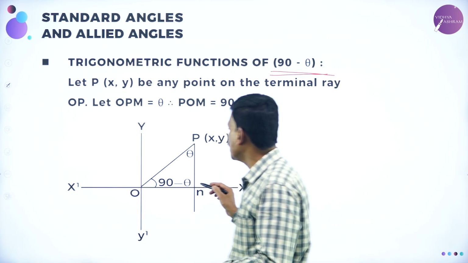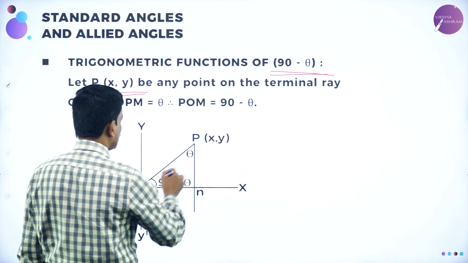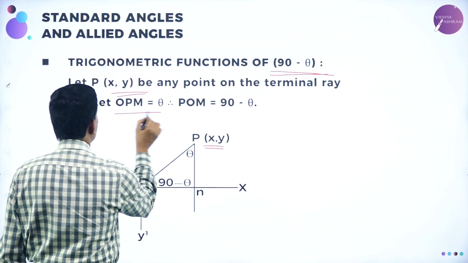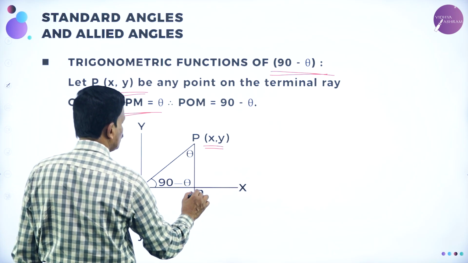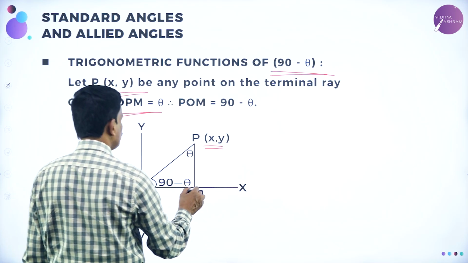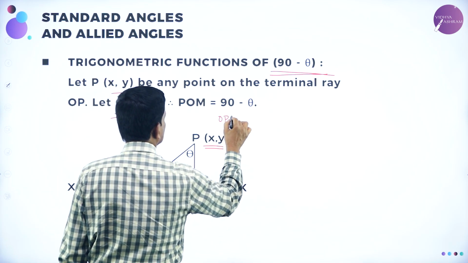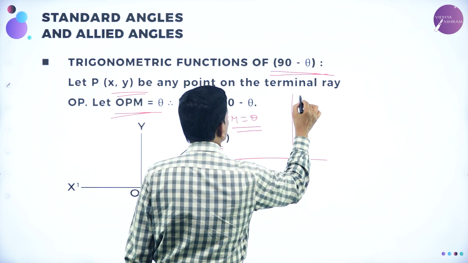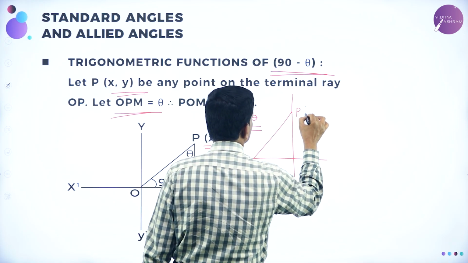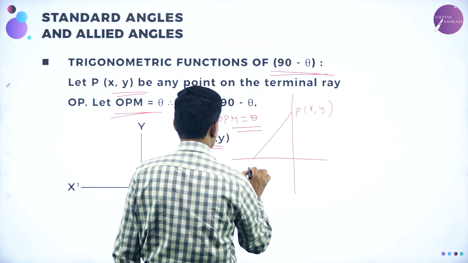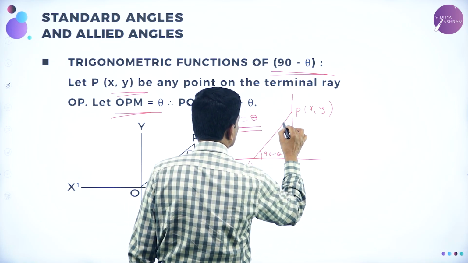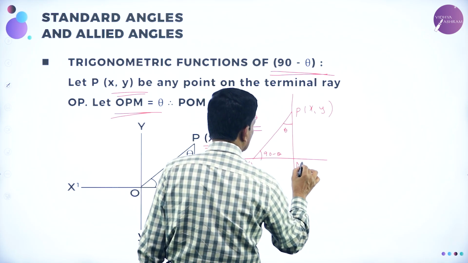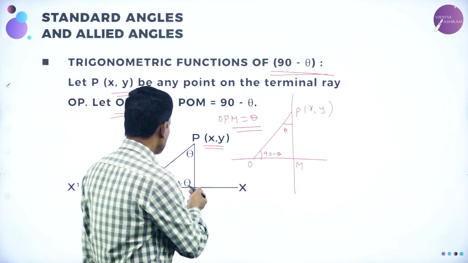Now, let us consider a triangle. Let P(x, y) be any point on the terminal ray OP. Let angle OPM be equal to theta. I will draw the triangle here: this is point P(x, y), this is O with angle 90 minus theta, this is theta, and this is 90 degrees. Let us call the foot M or N, whatever you want.